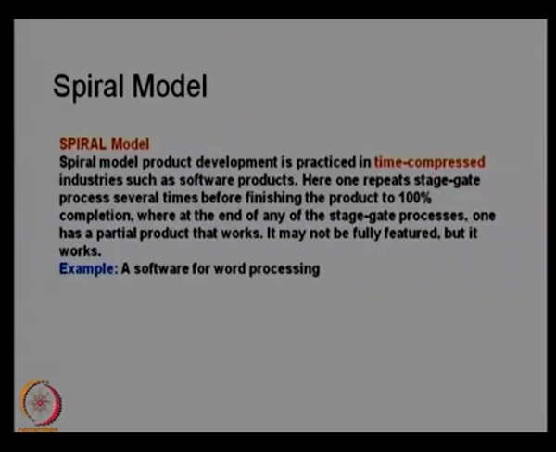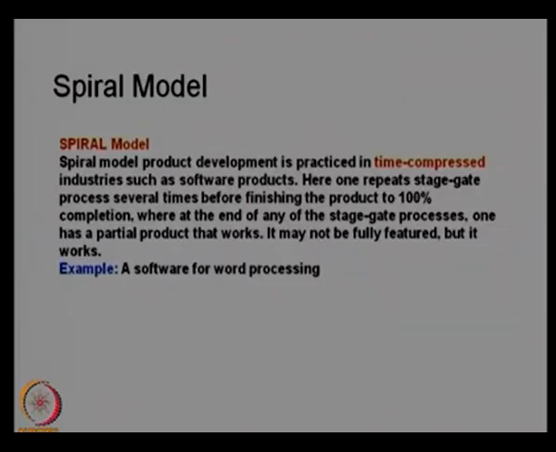The stage gate process is repeated several times to get a 100% complete product, and at the end of any of the stage gate processes one has a partial product that works. That is important. So you have a partial product that works at the end of every process. It may not be fully featured, but it works.